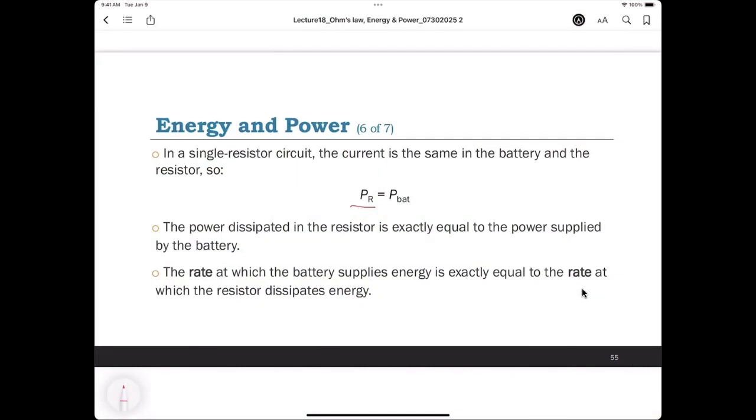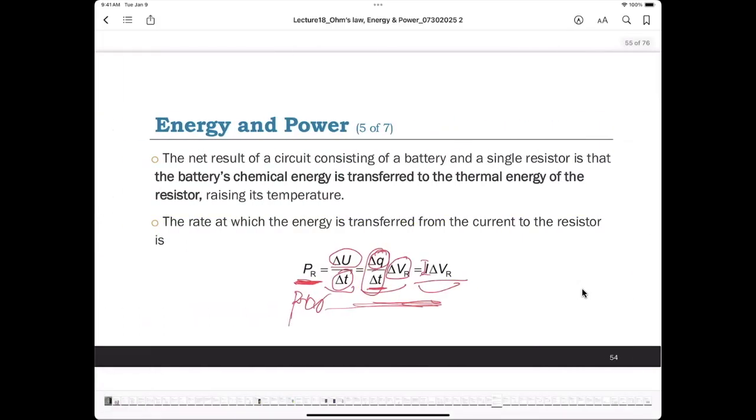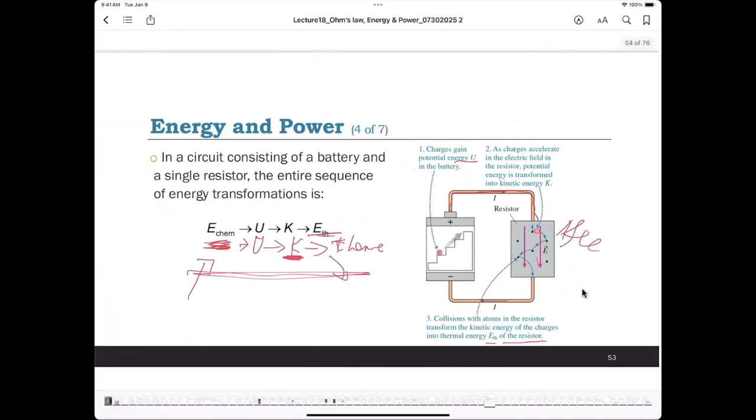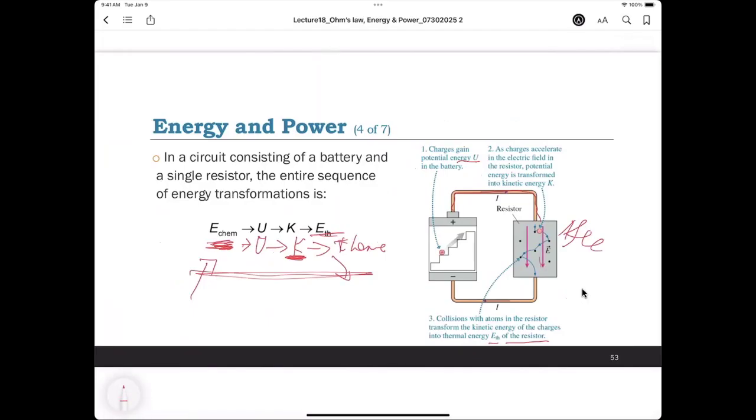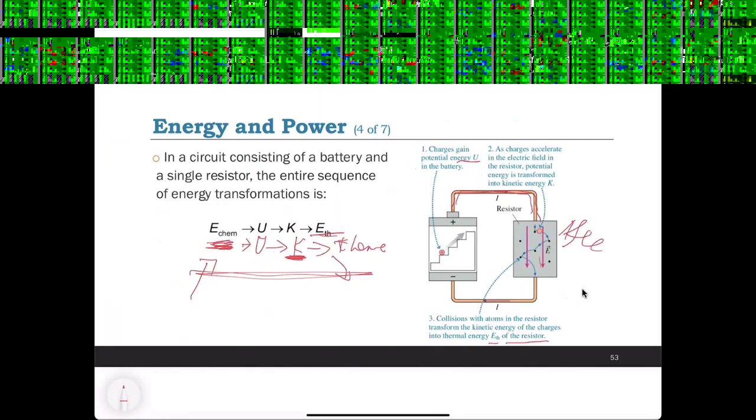So we know that the power of the resistor equals the power of the battery. You can see here the current is the same, and the potential difference is also the same, because we consider the wire to be an ideal wire. There is no resistance in the wire. Does that make sense to you? So these two values equal each other.